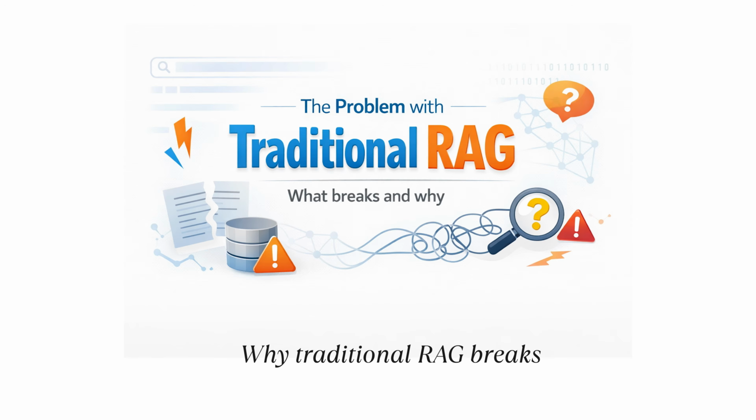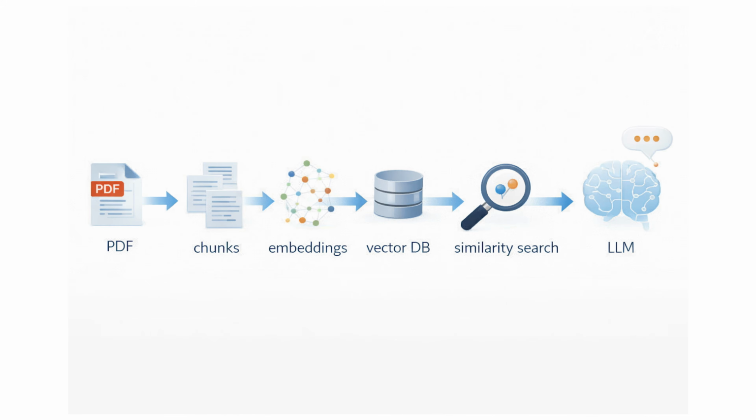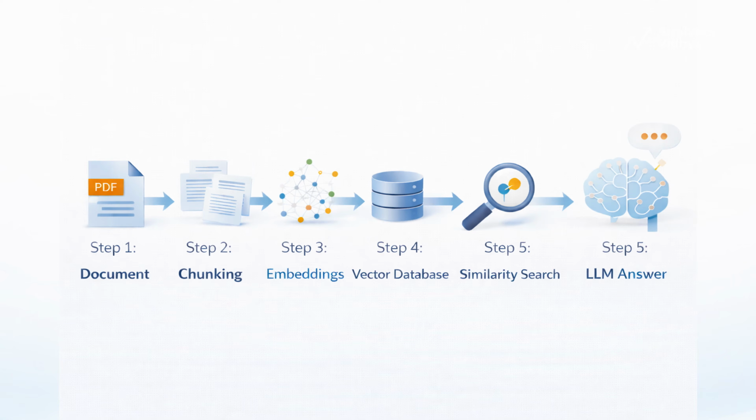To appreciate why PageIndex matters, you first need to understand what breaks in traditional RAG and why it breaks. Here's the classic RAG pipeline you have probably seen 100 times. Step 1. You take your document, could be a PDF, a report, a contract, and you chop it into chunks, maybe 512 tokens each, maybe with some overlap. Step 2. You run each chunk through an embedding model to turn it into a vector, a long list of numbers that represents the meaning of that chunk.